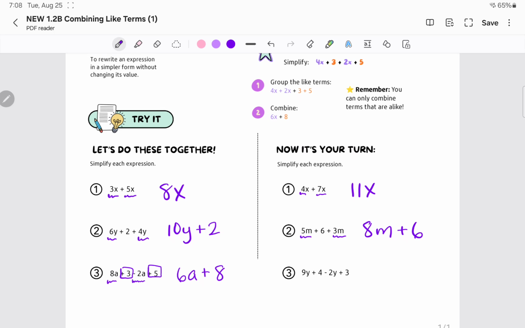Now last one, number 3, my like terms. Let's start with this 9y, and I also see a minus 2y here. So I'm going to combine those. 9y minus 2y gives me 9 minus 2 is 7, so 7y. And then now I also have constants. So I have plus 4 and I have plus 3. So 4 plus 3 is 7. Just plain old numbers. You can combine those two.